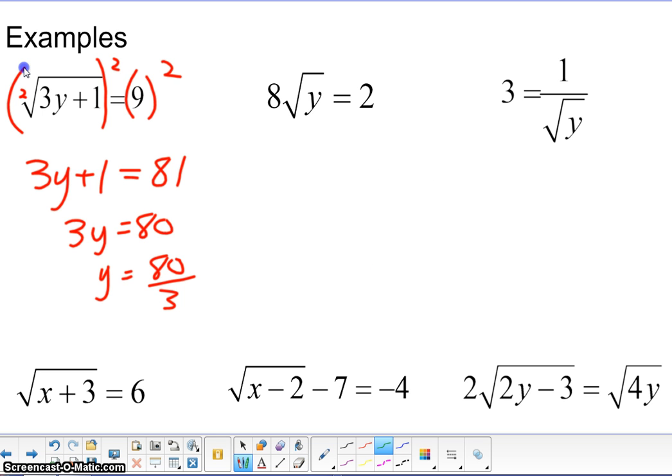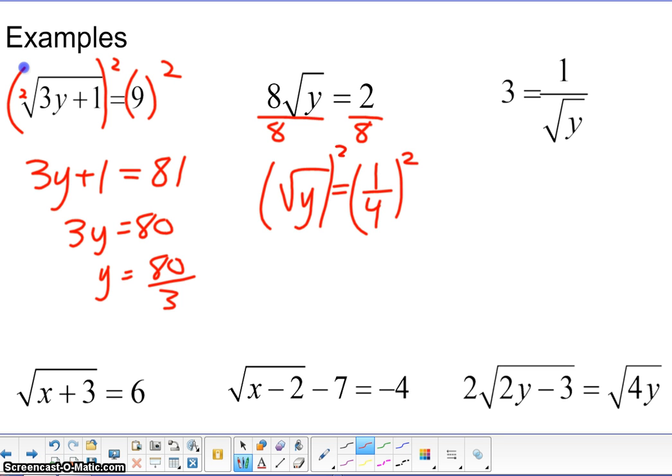The next one, the radical is not by itself. So we are going to divide both sides by 8 first. That way the radical is by itself. And that reduces to 1/4. And by squaring both sides, we'll be able to isolate the y. And squaring 1/4 is 1/16.